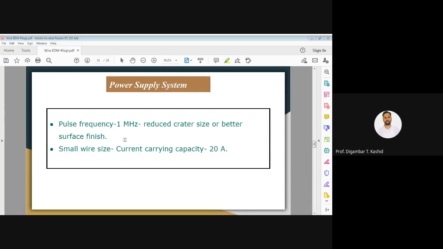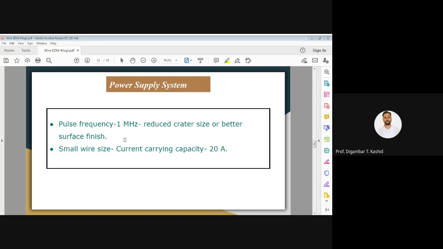The current we use in this wire cut EDM should be in the range of 1 megahertz. The same point I have written here: frequency of the current in the range of 1 megahertz is used. This is the pulse frequency. Because of this high frequency of current, the crater size reduces, and your accuracy and surface finish get improved. So the crater size is very small in the case of wire EDM.